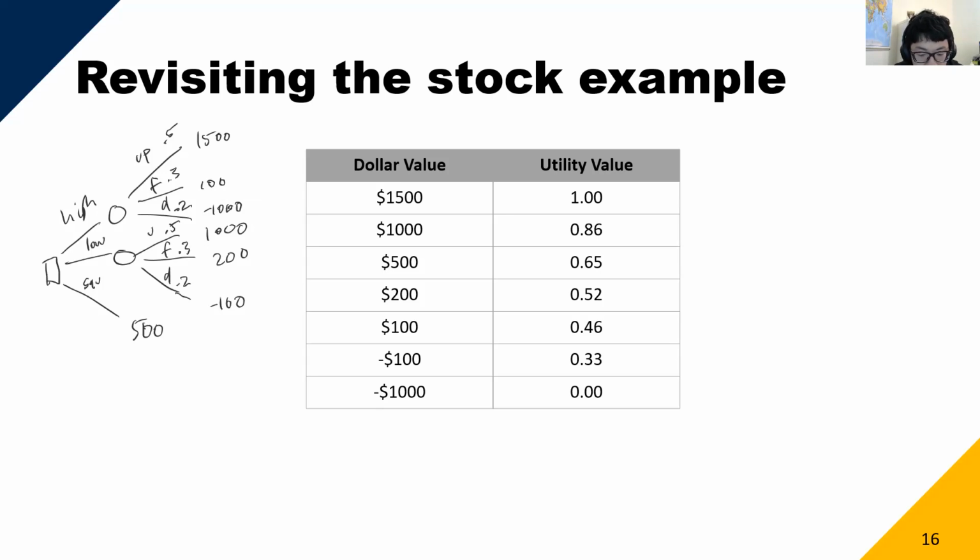Each of these now has a utility associated with it. So this is profit, this is utility. So this is 1, this is 0.46, this is 0, 0.86, 0.52.